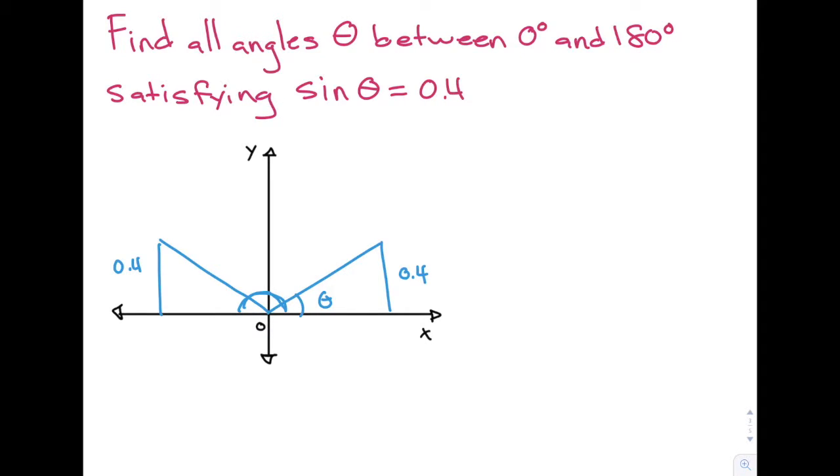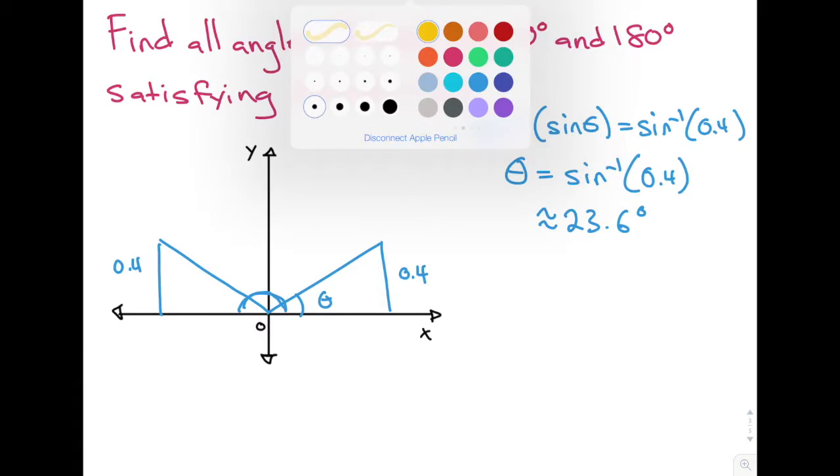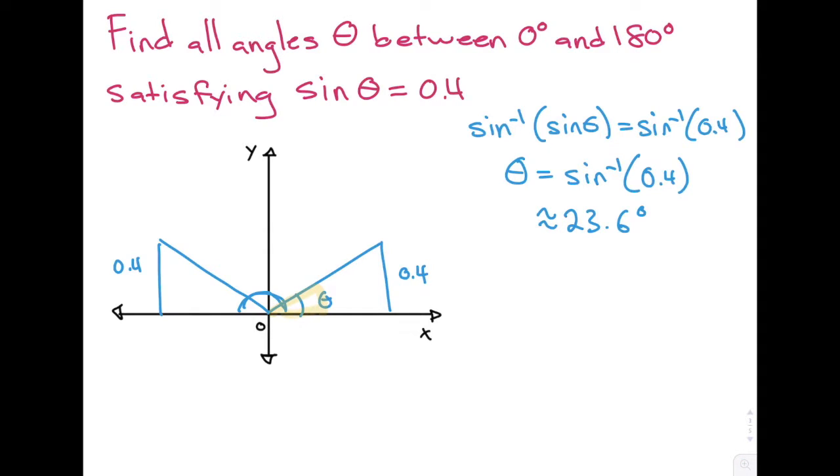So sine theta equals 0.4, which means that sine inverse of both sides equals sine inverse of 0.4. Sine inverse of sine, those just cancel out and leave us with theta equals sine inverse of 0.4. If we evaluate this on a calculator, we get about 23.6 degrees. So that would be our first angle here.